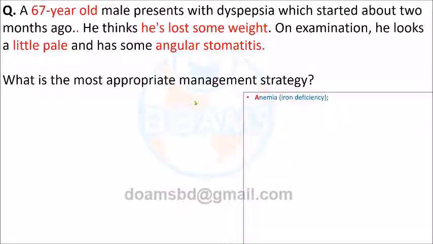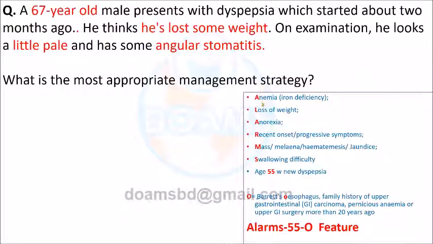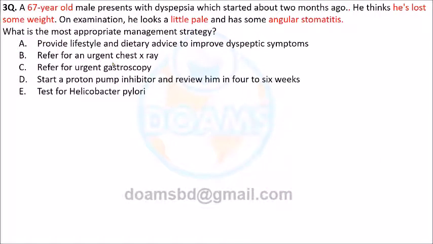So just for learning purpose, I'm showing you some alarm features. It will be useful for you. We actually customized the mnemonic for your better understanding. Alarms are given in the book, and we added age 55 and Barrett's esophagus. All are alarm features, red flags. Red flag means we need to explore the disease more. These are the red flags for GI diseases. You must remember it. Keeping this in mind, now what will be your decision?